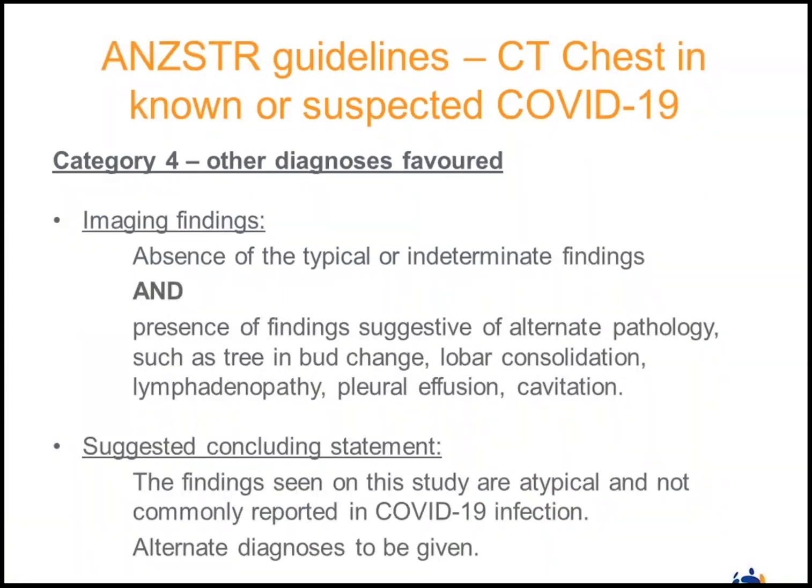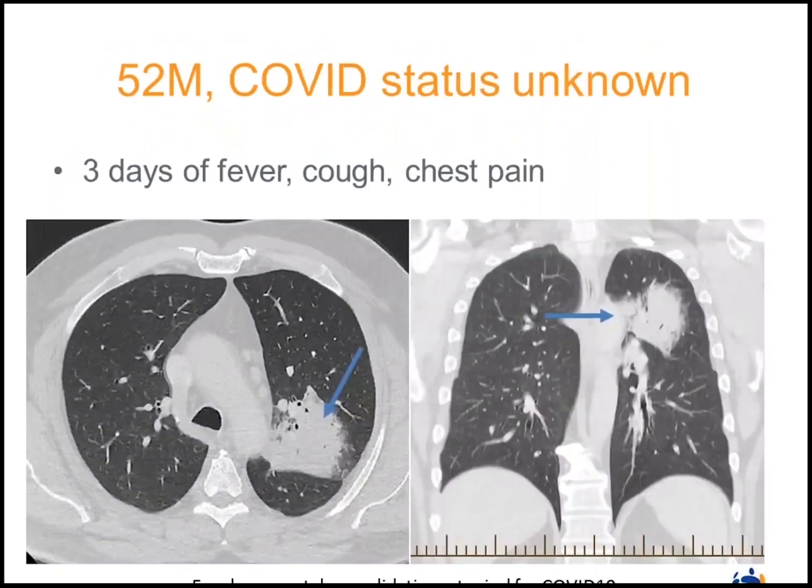And when we talk about the fourth category, we're looking at an alternative diagnosis because the findings are really very atypical for COVID-19. So this requires an absence of the typical or indeterminate findings and something else present suggesting a different diagnosis. So this is a case here of a 52-year-old man who's had a 3-day history of fever, non-productive cough, and sharp non-pleuritic chest pain.